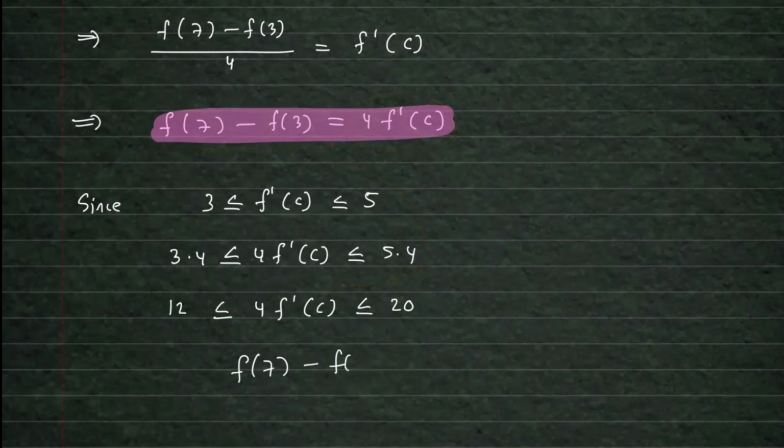So you're going to get f(7) - f(3) must be less than or equal to 20 and greater than or equal to 12. So these are the bounds. That's the minimum value for this difference, and that's the maximum value satisfying the given condition.